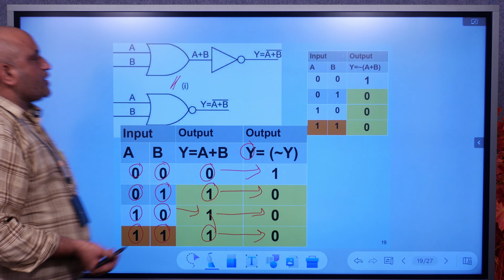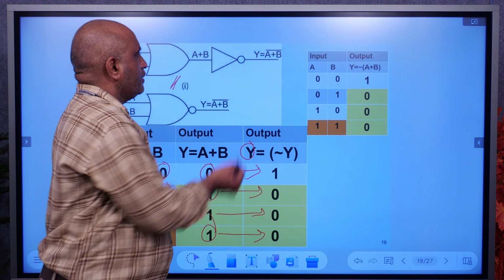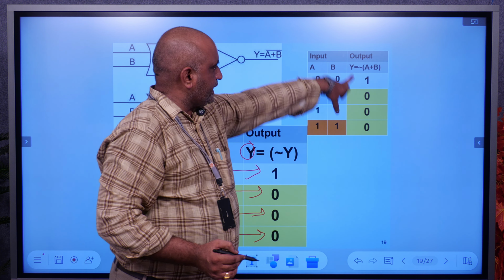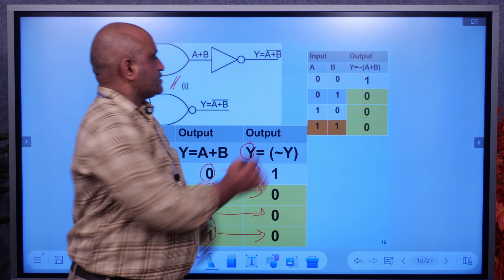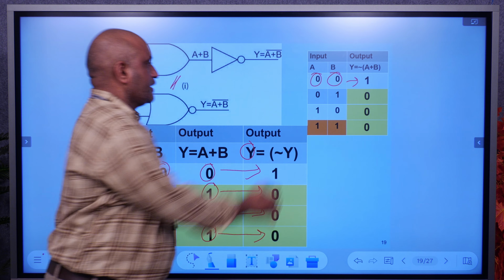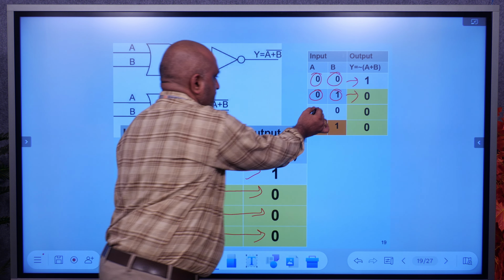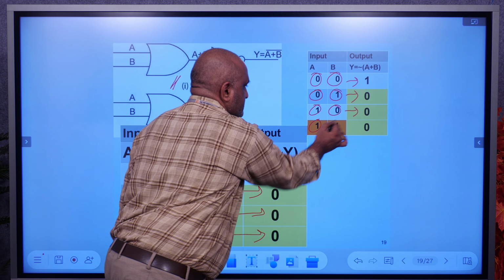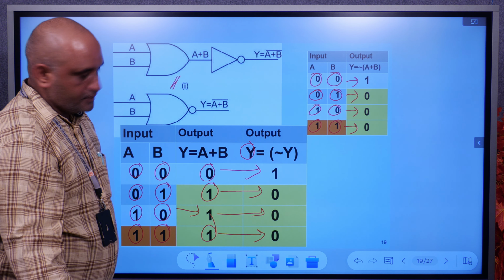In the total truth table, suppose inputs A and B are both 0, you get the NOR gate output 1. If any input is 1: A is 0, B is 0, the output is 1. A is 0, B is 1, the output is 0. A is 1, B is 0, the output is 0. Both inputs are 1, the output is 0. This is the NOR gate.